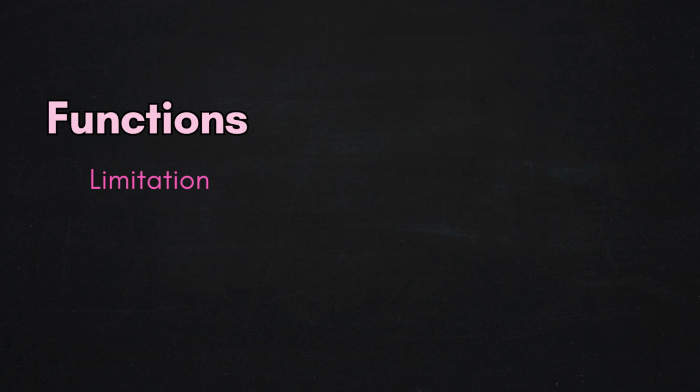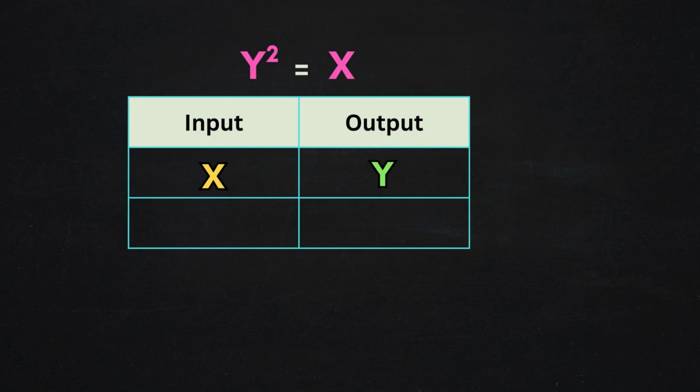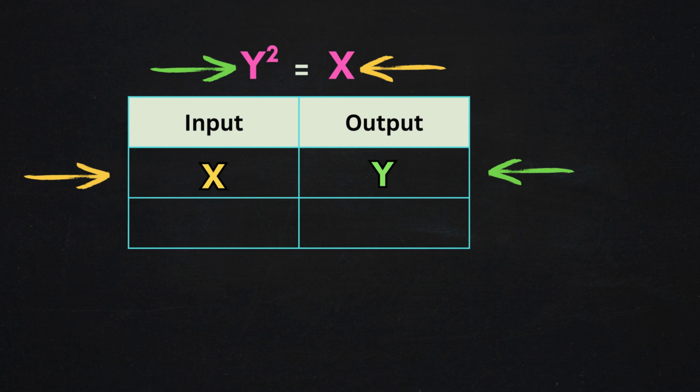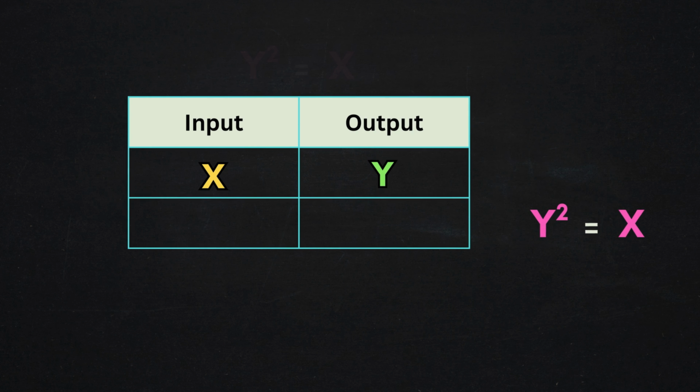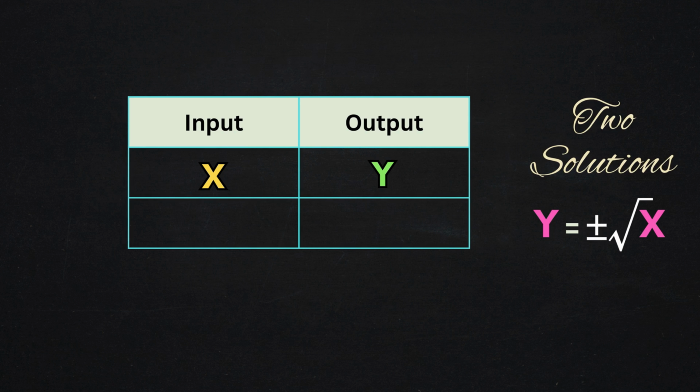To explore this further, let's consider the equation y squared equals x. As before, x will represent our inputs, and y will represent our outputs. Since y is the output, it helps to solve the equation for y. Taking the square root of both sides gives us y equals plus or minus the square root of x. Because of negative numbers, we need to take both the positive and negative root of x. Since there are two possible solutions to our equation, for each positive input, there are two corresponding outputs, one positive and one negative.